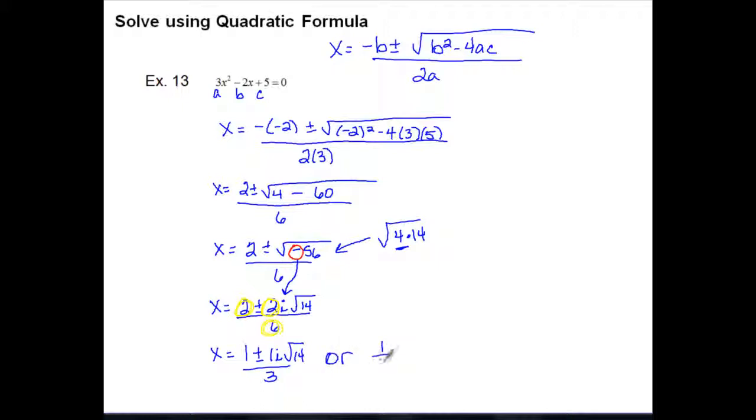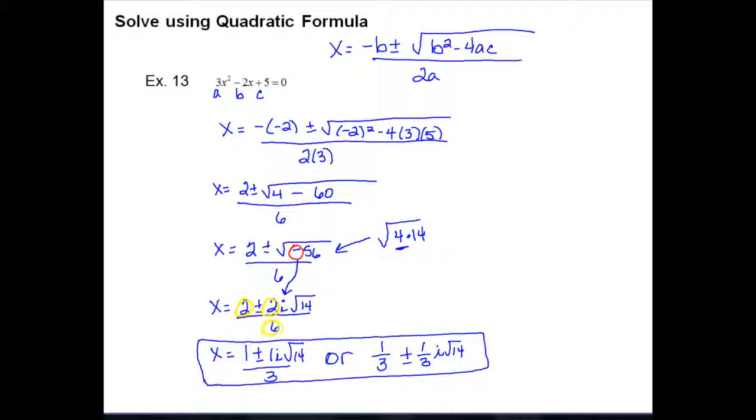Or you can write it as 1/3 plus or minus 1/3 i square root of 14. Okay, you can leave it as one big fraction, or you can split it up. Either way, but you do need to reduce the 2, the 2, and the 6. Okay, so either one of those would work for your answer. And that would be it for section 2.